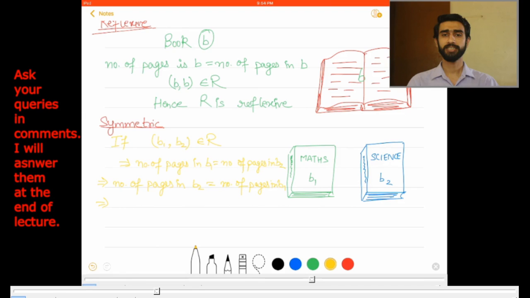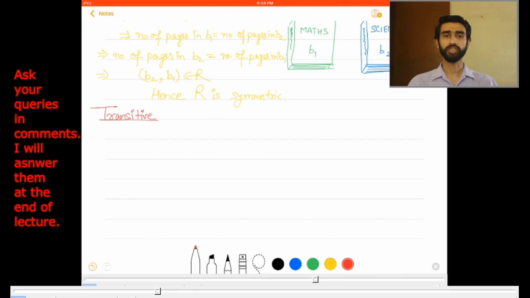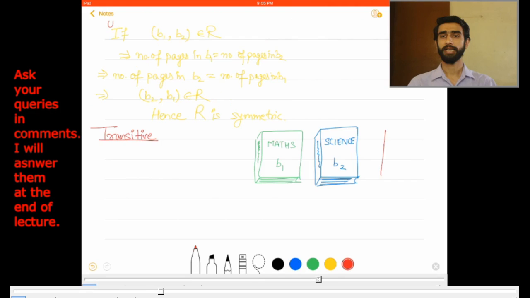Okay, now let's check for transitivity. It is transitive relation or not. For transitivity we need three elements. So what I am doing, I will take three books. First book the same for mathematics, and I am taking the second book again of science, and because I need three books, I made another book of English. I named this book B3.